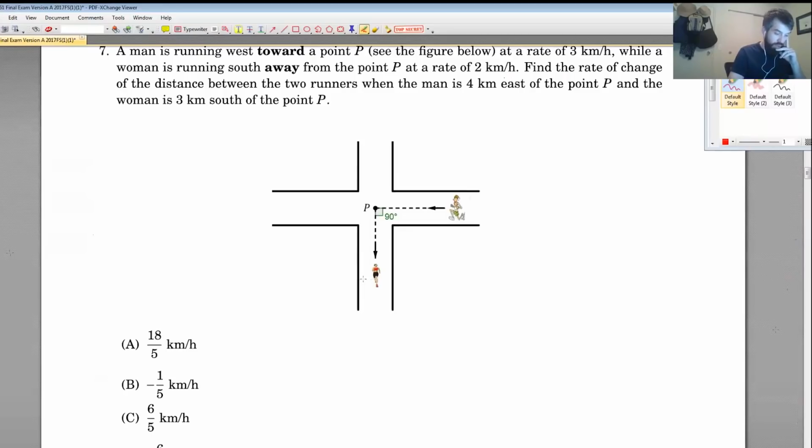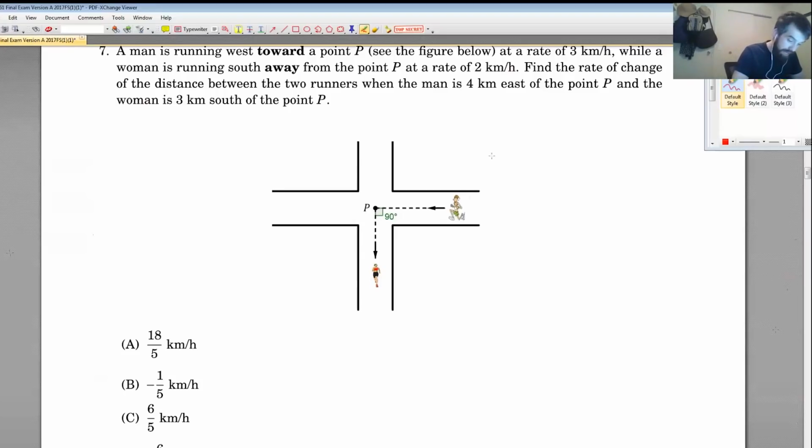At a rate of 2 kilometers per hour. Find the rate of change of distance between them when the man is 4 kilometers east and the woman is 3 kilometers south. Okay. So here's the big thing. There's a 2 kilometers per hour and there's a 3 kilometers per hour. But the 3 kilometers per hour, the one associated with the man, is a negative because they're getting closer to this point P, right? It's a negative. The 2 kilometers per hour, they're going away from the point P, so it's a positive. So yeah, they're both written as 3 and 2, but one is implicitly negative, one is implicitly positive.